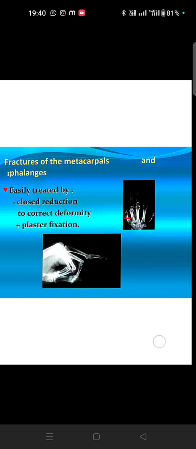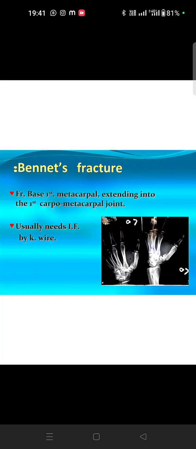So fracture of metacarpals means closed reduction, correction of deformity, and plaster fixation. So Bennett fracture. Bennett fracture means a metacarpal fracture extending into the carpometacarpal joint, usually needs ORIF and K-wire.